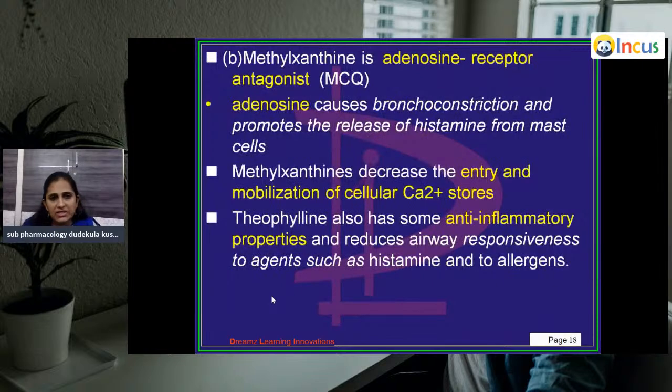Methylxanthine has one more action: it is an adenosine receptor antagonist. As I told you first itself, bronchial smooth muscle is maintained by sympathetic, parasympathetic, adenosine receptors and some neuropeptides. Adenosine is blocked by the methylxanthine. Adenosine causes bronchoconstriction and promotes the release of histamine from mast cells.